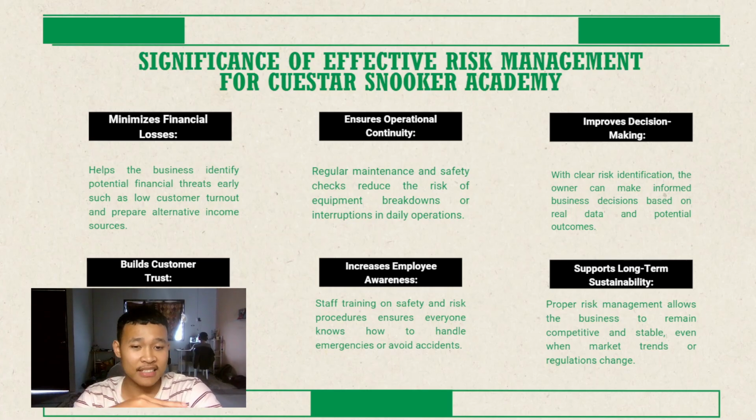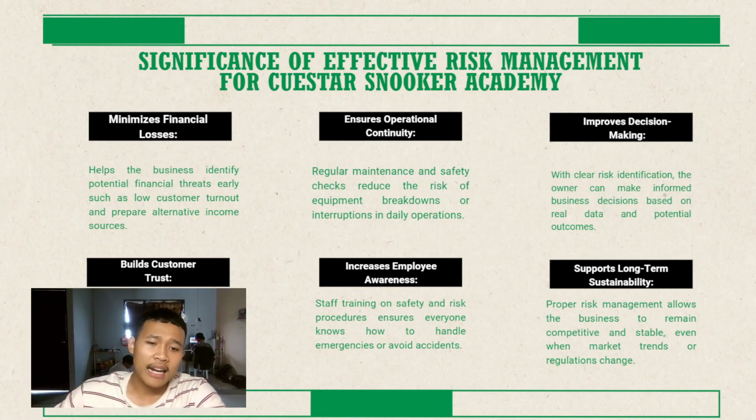Next, it minimizes financial losses. With proper risk identification, the owner can make better business decisions using real data and possible outcomes. This helps avoid unnecessary spending and keeps the academy's finances healthy. Another important point is that regular maintenance and safety checks help ensure operational continuity. This means fewer equipment breakdowns and smoother daily operations, which keep customers satisfied and loyal.